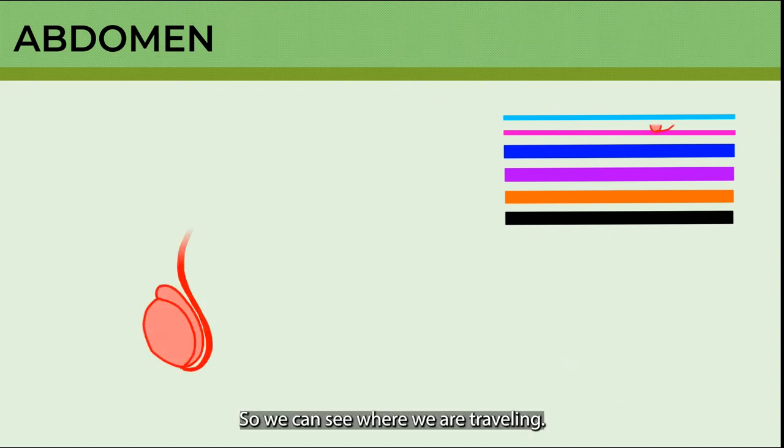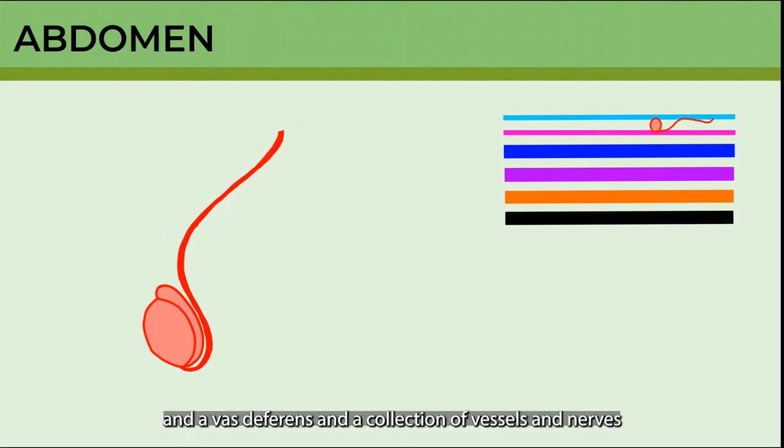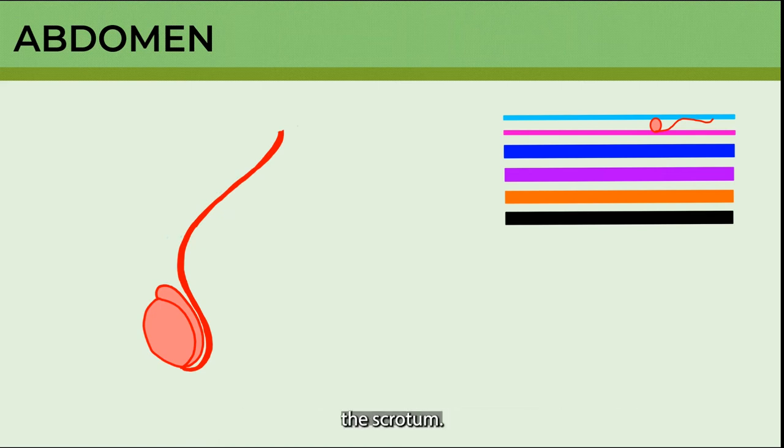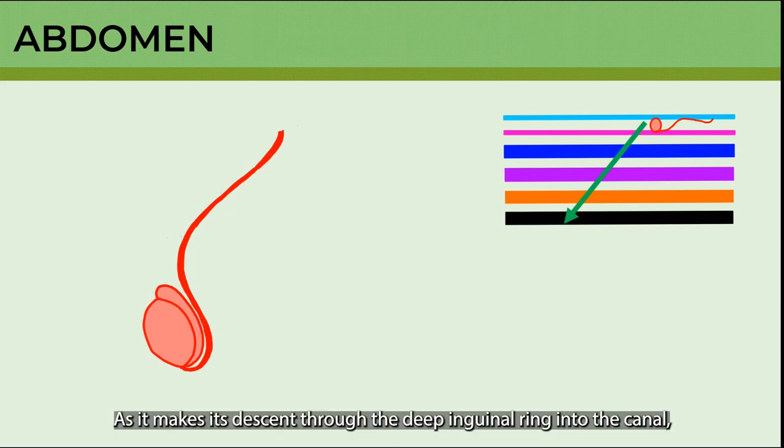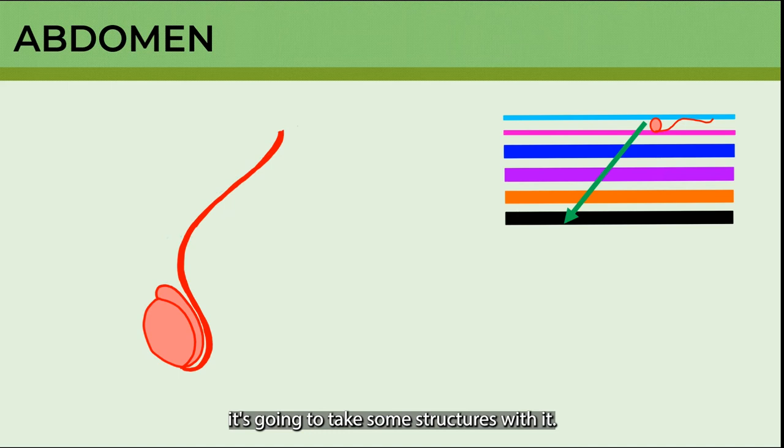Let's add in a testes so we can see where we are travelling. On the left-hand side, we have a testes and a vas deferens and a collection of vessels and nerves that we can pretend for now is fully developed and sat within the scrotum. Whereas over here, on the right-hand side, we can see the testes just before its descent through the deep inguinal ring. Now the testes is going to be travelling in this direction. Remember, because the inguinal canal is oblique. As it makes its descent through the deep inguinal ring into the canal, it's going to take some structures with it.